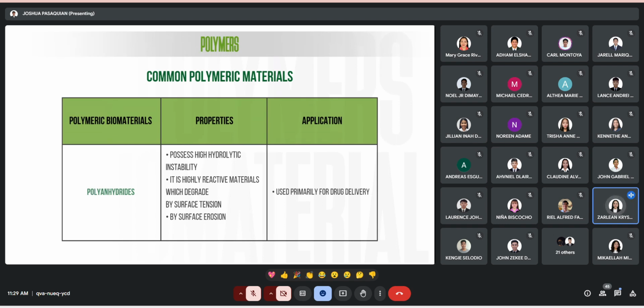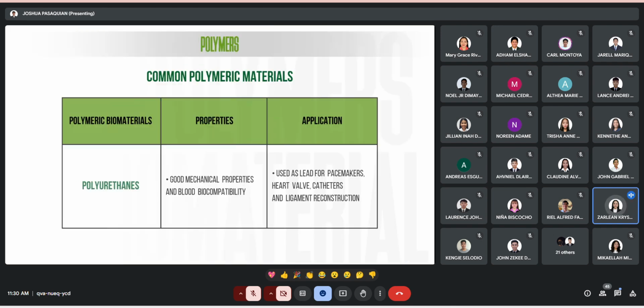The next one is polyanhydrides. The main application of this is in medical devices and pharmaceuticals. In vivo, it is degraded into non-toxic diacid monomers that can be metabolized and eliminated from the body. Since their degradation produces a safe product, it is considered to be biocompatible. Next slide.